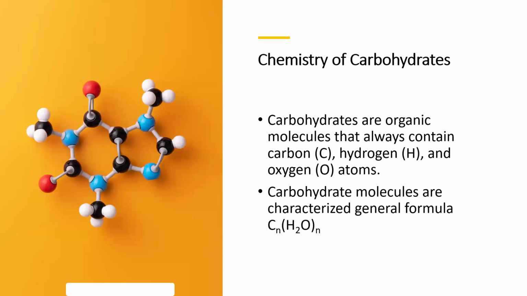Why are carbohydrates called carbohydrates? That's because the ratio between carbon and H2O is always 1 to 1. For example, if n equals 6, then it will be C6H12O6. Okay? The ratio is always 1 carbon and 1 water. That's why it's called carbohydrate. And again, this is glucose. Don't worry about memorizing that for now. You will eventually.